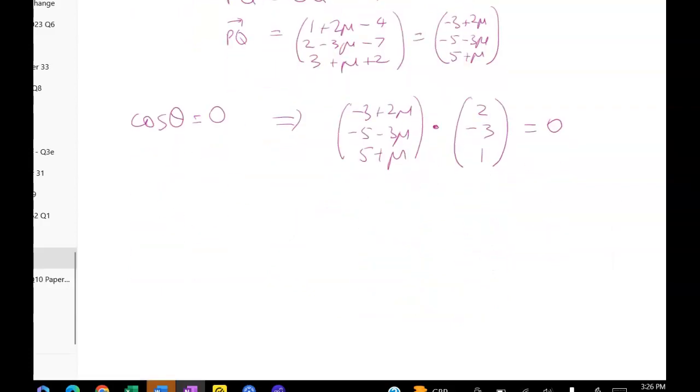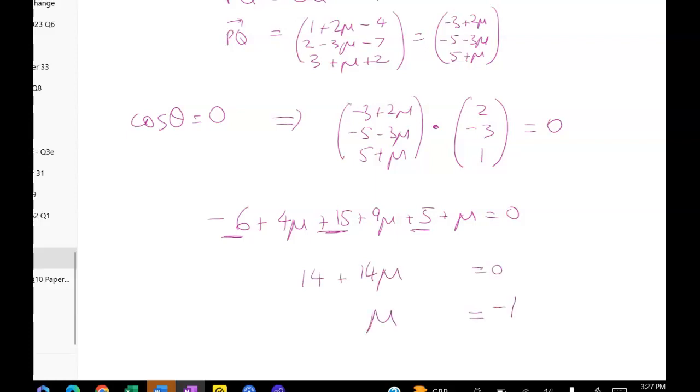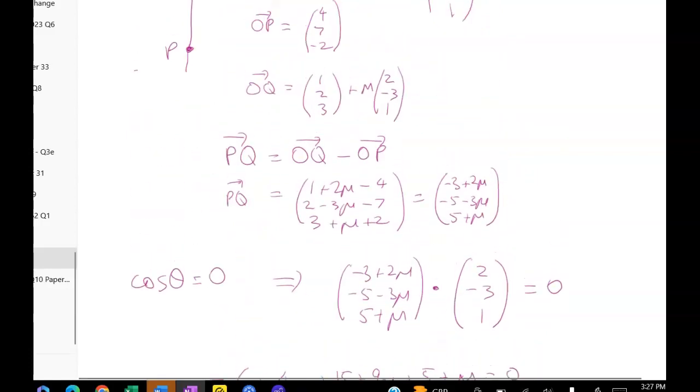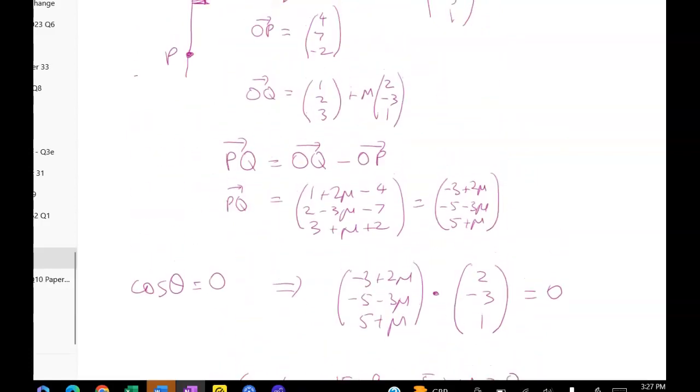We've got a linear equation now, so we get negative 6 plus 4 mu plus 15 plus 9 mu plus 5 plus mu is equal to 0. What do these add up to? I've got 9 plus 5, so 14 plus 14 mu is equal to 0. That gives me a value of mu of negative 1. All right, so the last step is that I can figure out a couple of things. I can now figure out where Q is sitting on that line. So let's do that first.